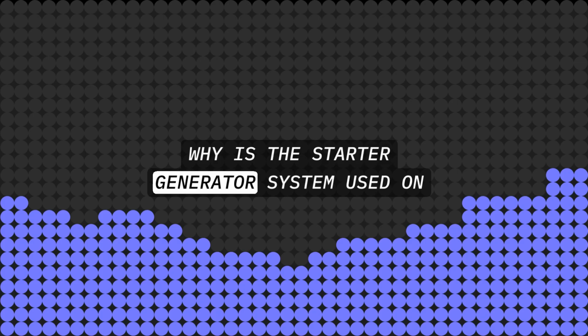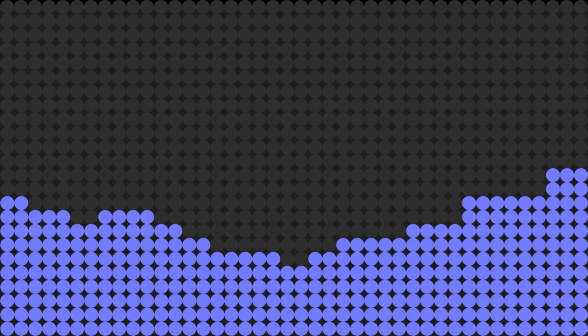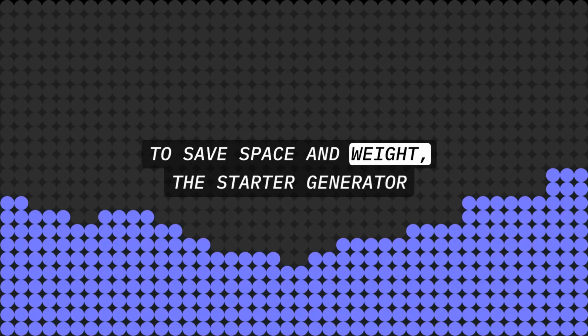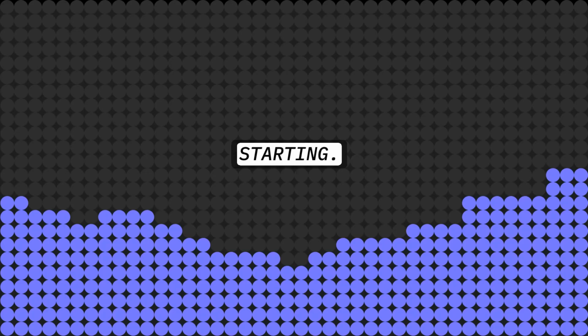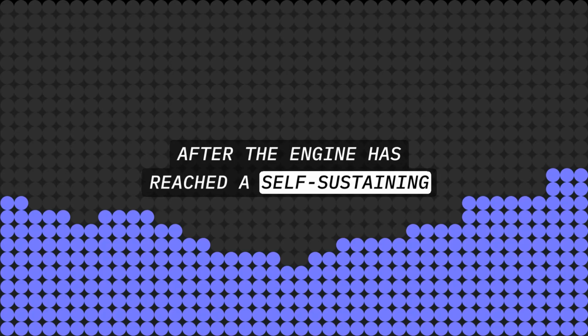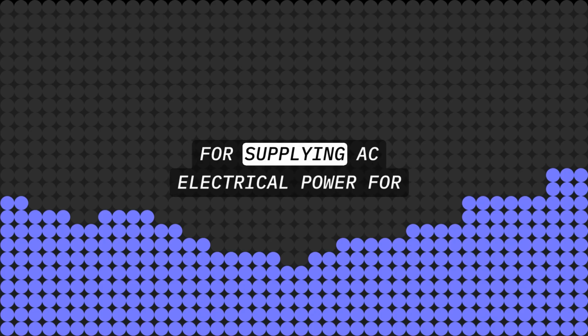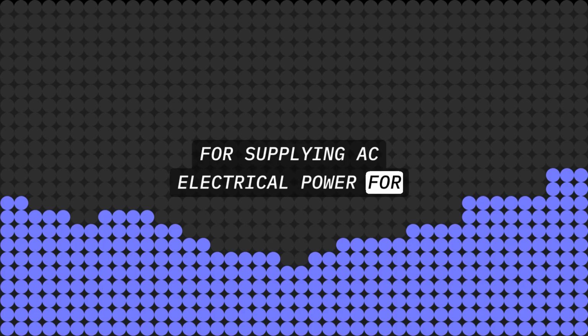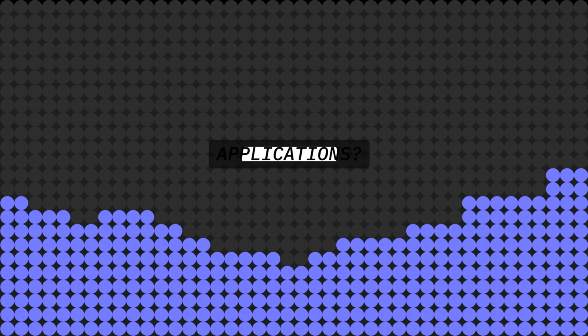Why is the starter generator system used on many turbine engines? To save space and weight, the starter generator operates as a starter motor during engine starting. After the engine has reached a self-sustaining speed, it switches operation to a generator for supplying AC electrical power for aircraft systems.